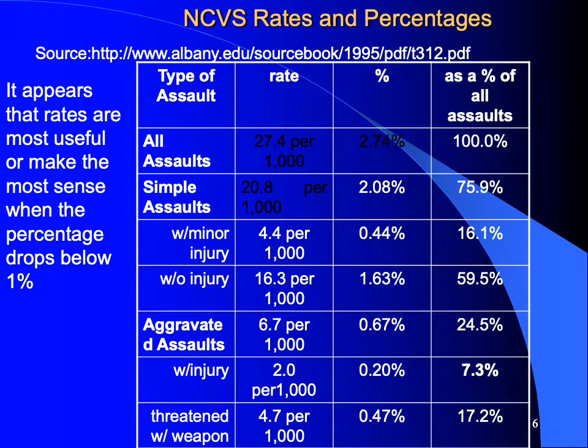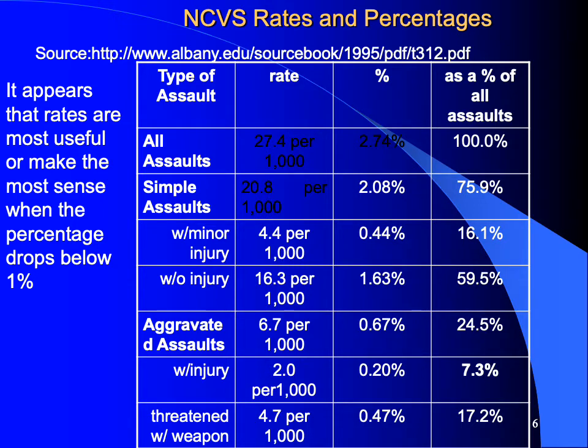Okay? So we will look at aggravated assault with injury, right? So look at the rate for that. For every 1,000 people in the U.S. household population age 12 and older, 2 of them suffered an aggravated assault with an injury. That is the same thing as 0.2%, which is the column right next to it, or the middle column. Okay, the rate and the percentage say the exact same thing.